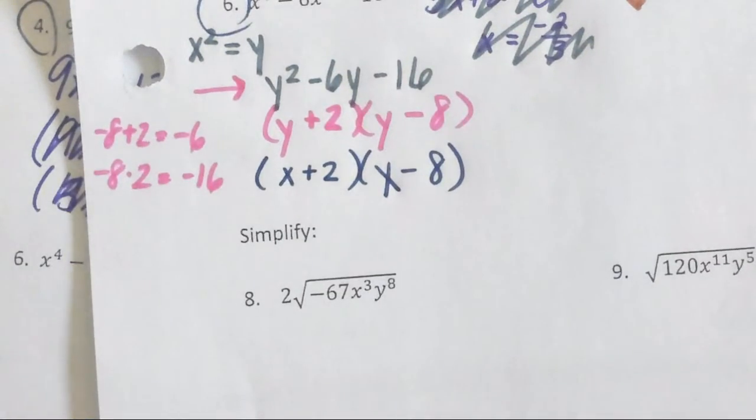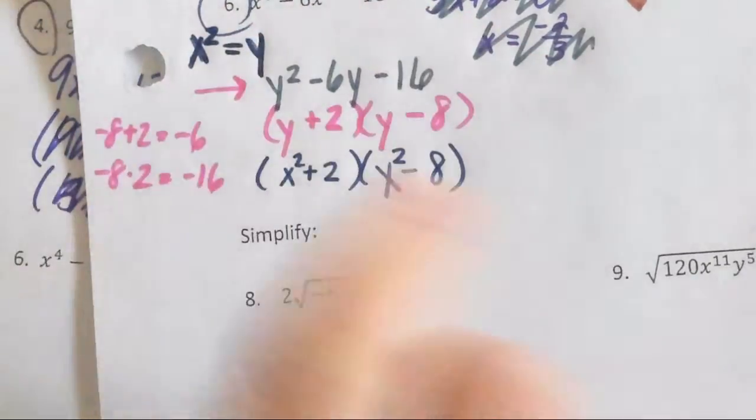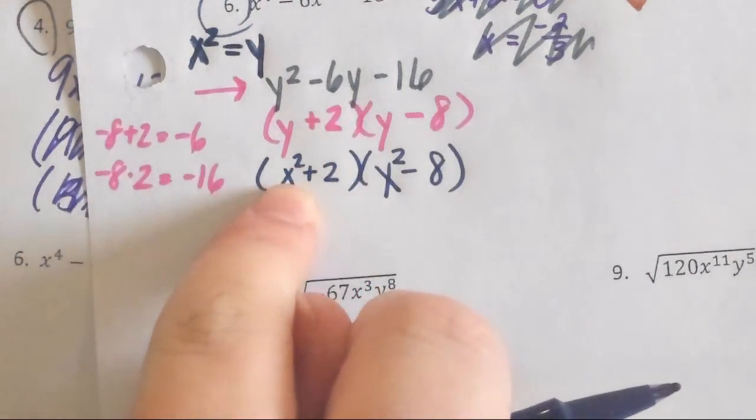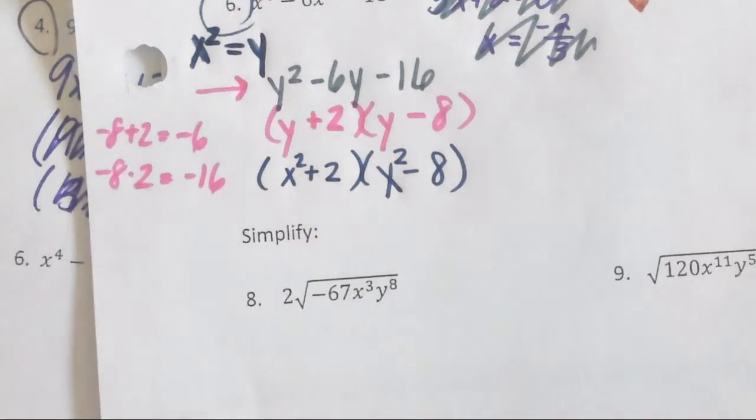Oh, it's x squared. Both are x squared, because we said x squared was y. So everywhere we see a y, we have to replace it with x squared. So our answer is x squared plus 2 and x squared minus 8. We'll give our trio a point, but we'll also give every other group a point for just being alive.